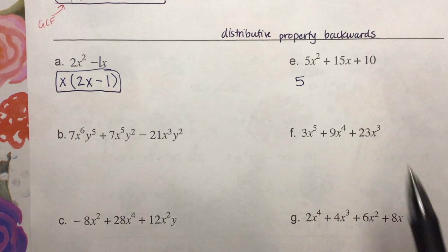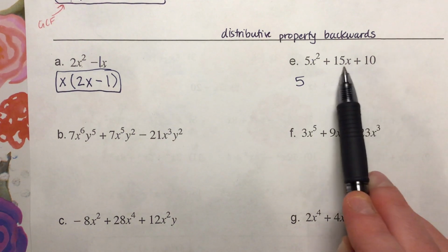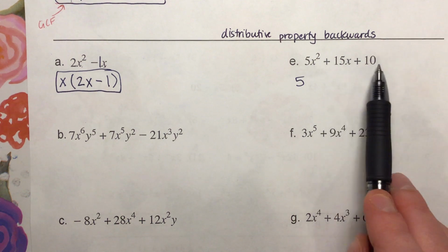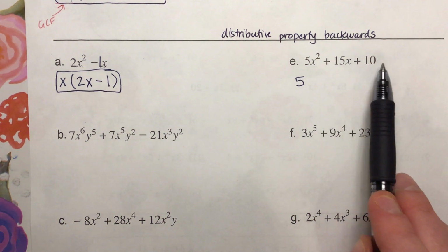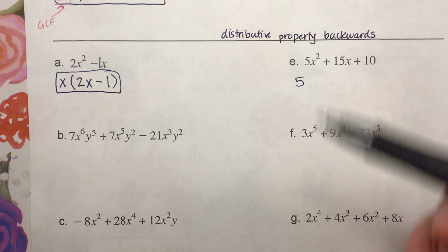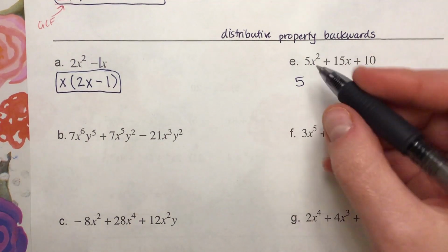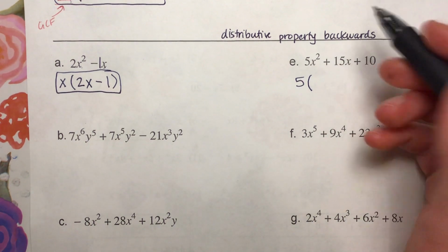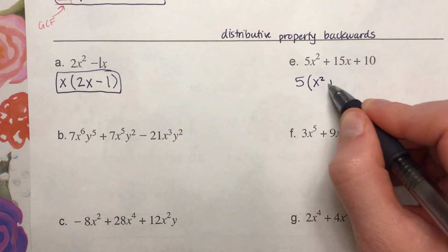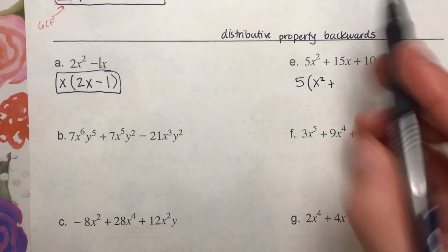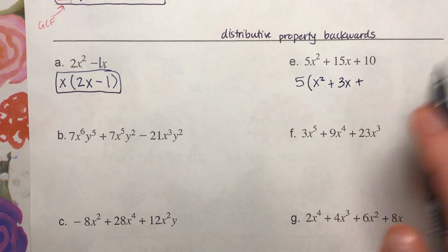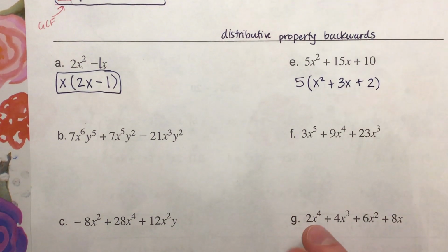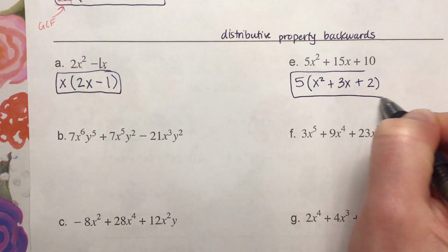And then I look at my variables. Can I pull a variable out of each of the terms? No, I cannot, because this term right here does not have an x on it. So I cannot pull any x's out because they are not common between all 3 terms. So now if I divide that 5 out of each term, 5x squared divided by 5 is x squared, plus 15x divided by 5 is 3x, plus 10 divided by 5 is 2. And there's your solution.